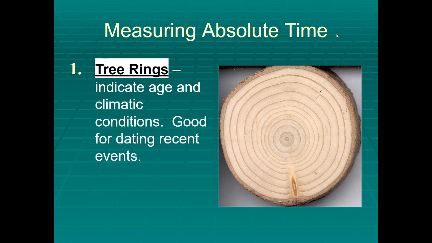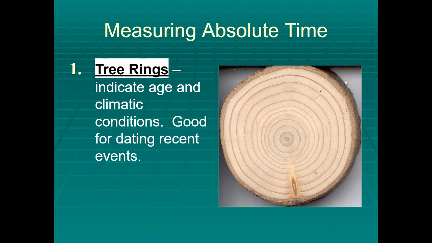Now, absolute time. Absolute time is when we actually have a number for how old something is. So on the short term, one way that we can do that is by looking at tree rings. If you cut down a tree, you can count how many growth cycles it's gone through. Each of these dark lines is a winter. So starting here, this would be the first year, second, third, fourth, fifth, sixth, seventh, eighth, 9, 10, 11, 12. So this tree is about 12 years old.